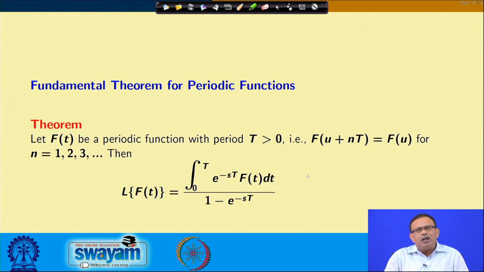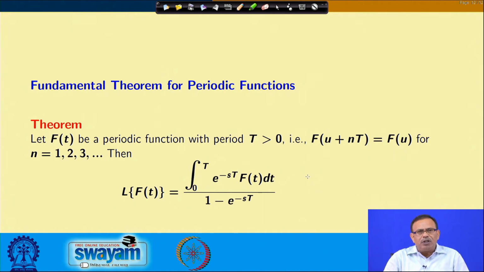Now, the fundamental theorem on periodic functions. If there is a periodic function, what would be the Laplace transform? For that, a generalized theorem has been made. Suppose f(t) is a periodic function with period T greater than 0, so that f(u plus nT) equals f(u), where n can take values 1, 2, 3, etc. So, I am assuming a function f(t) which has period T, and you are writing f(u plus nT) equals f(u), which ensures that the function is periodic with period T.